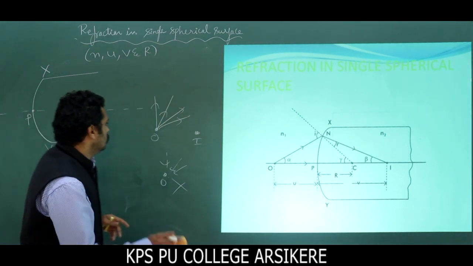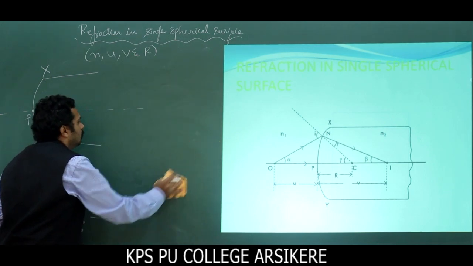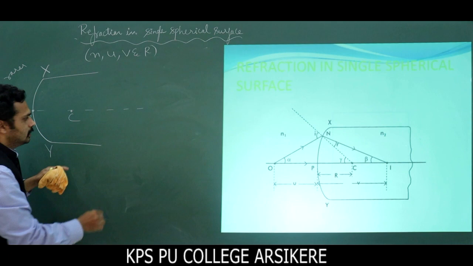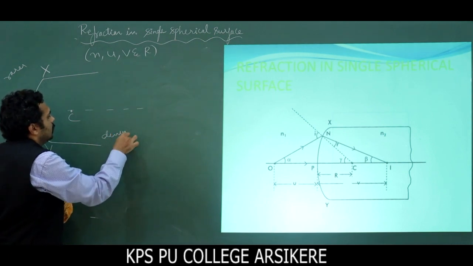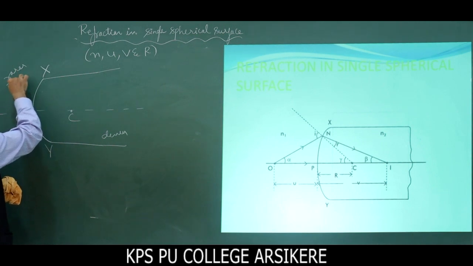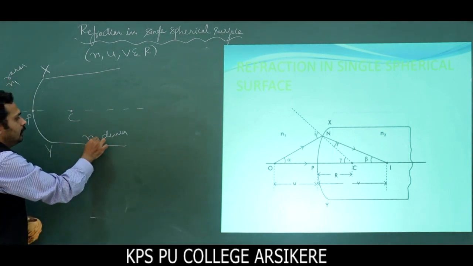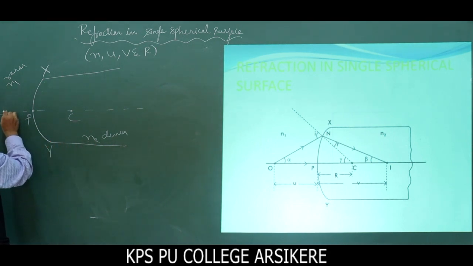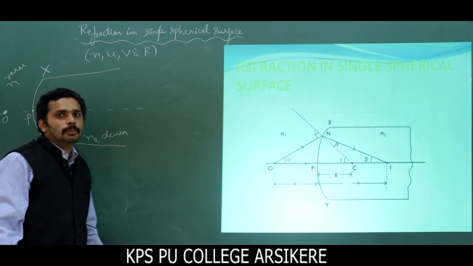Is it clear? Now here I am using point object. This is rarer medium. This is denser medium. This refractive index is n1. This refractive index is n2. Denser, higher refractive index. So consider a point object O. What is O? Point object.